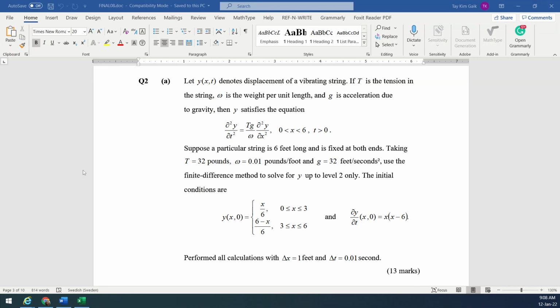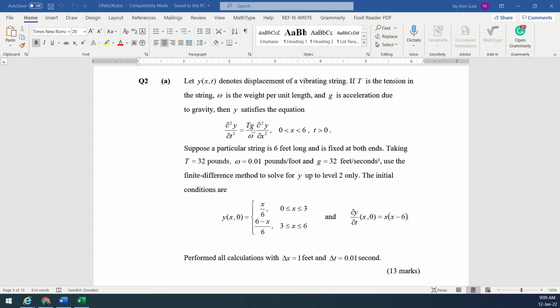Okay, and then question 2. Let y(x,t) denote the displacement of a vibrating string. If T is the tension of the string, omega is the weight per unit length, and g is acceleration due to gravity, then y satisfies the equation ∂²y/∂t² equal to, where T is the tension in the string and g is gravity.